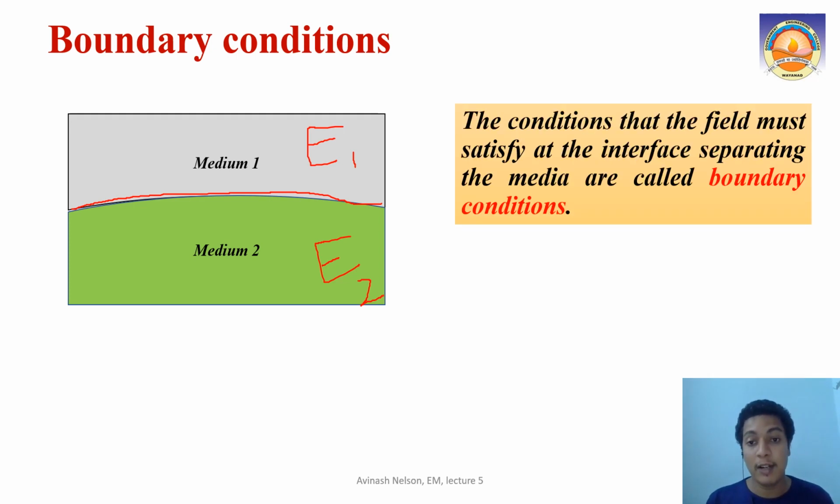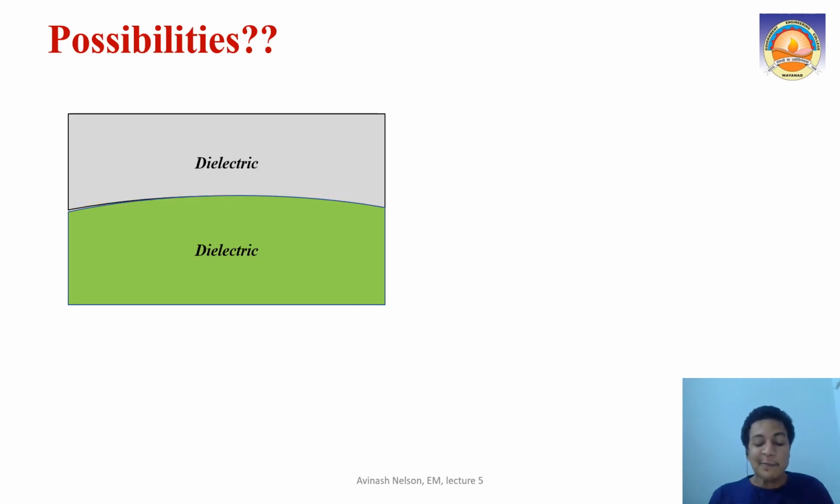So what is a boundary condition? Boundary conditions are the conditions that the field must satisfy at the interface separating the media. The conditions that the field must satisfy at the interface between the two media are called boundary conditions. So let us get into how we can find them.